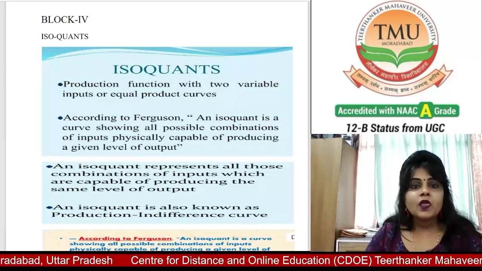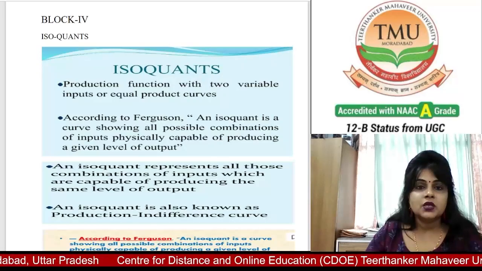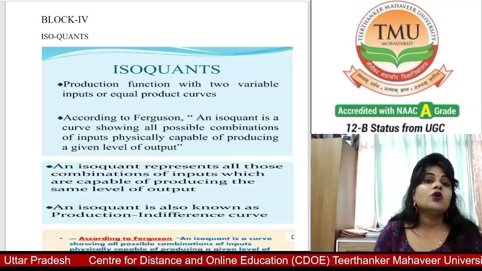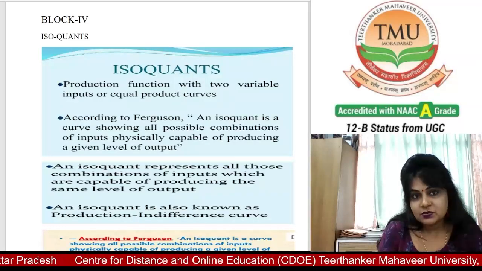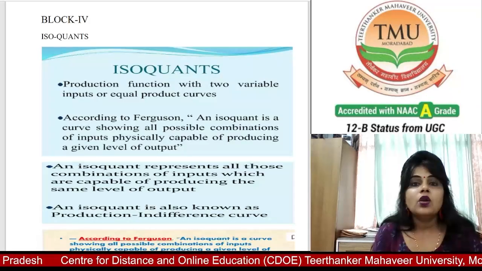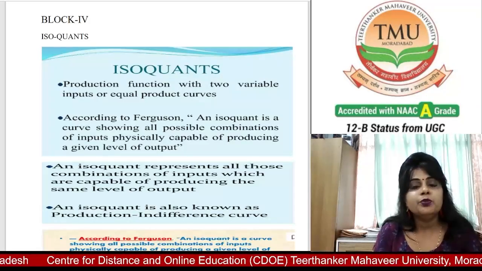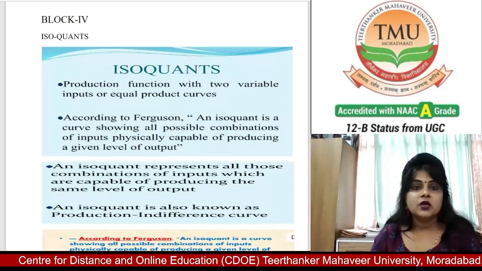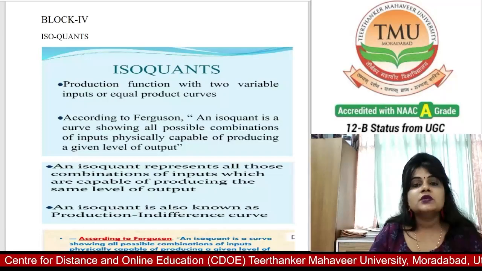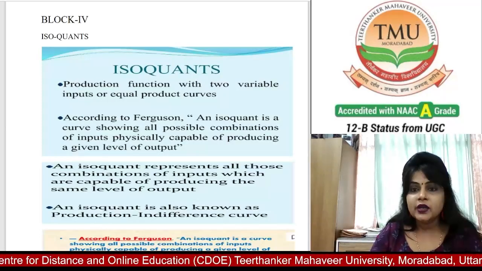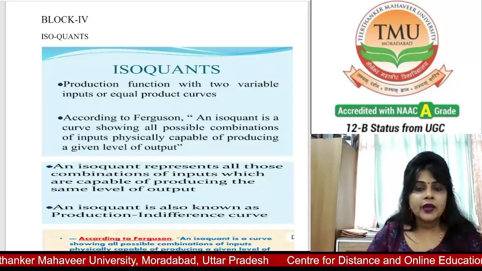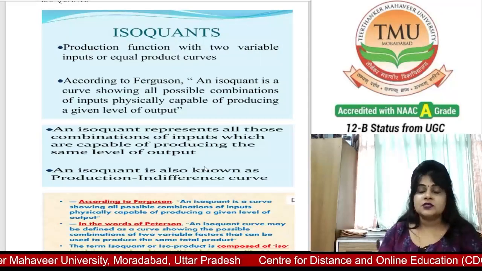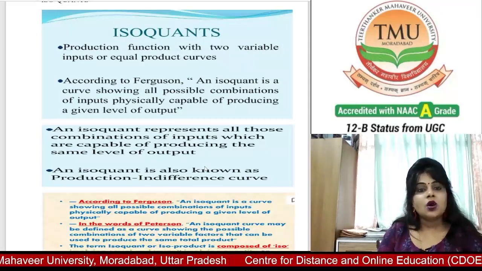Isoquant represents all those combinations, just like an indifference curve. I have also explained the indifference curve in the previous video. And an isoquant represents all those combinations of inputs which are capable of producing the same level of output. So an isoquant is also known as a production indifference curve. So an isoquant shows combinations of two factors, capital and labor.